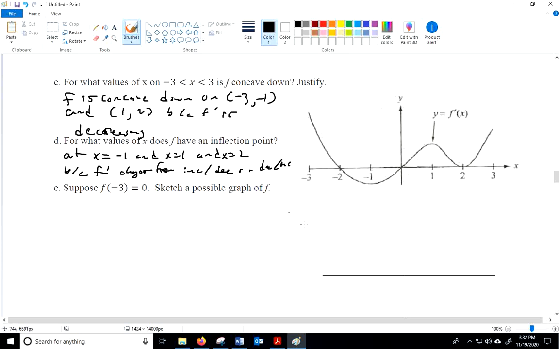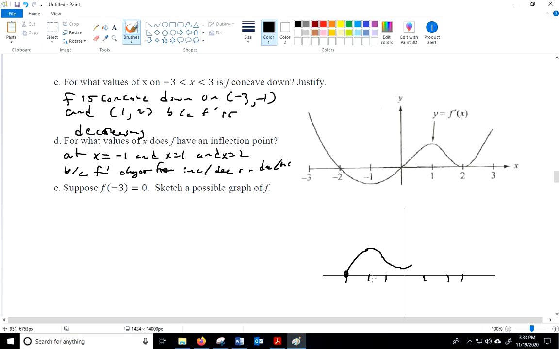Suppose that f of negative 3 is 0. Sketch a possible graph. So let's do that. 1, 2, 3. All right, we need to be increasing and concave down until we reach a relative max at negative 2. We'll continue being concave down till we hit negative 1, in which case we will switch to being concave up, and we'll reach a relative min at 0, where we switch to increasing.